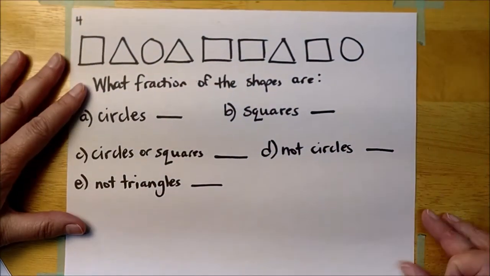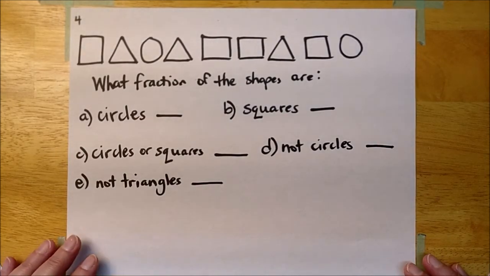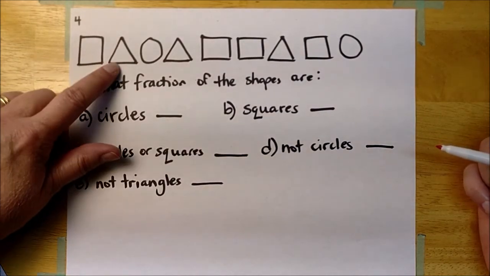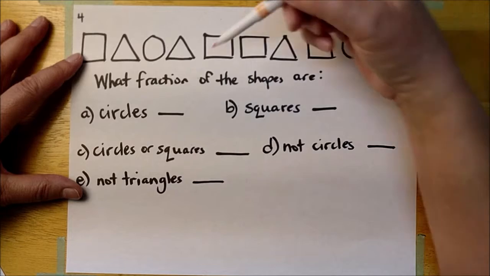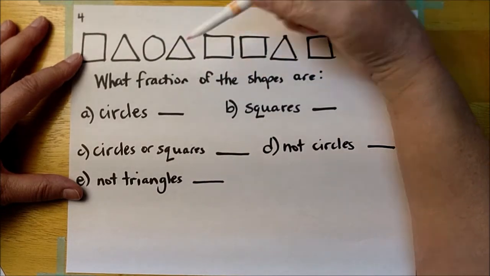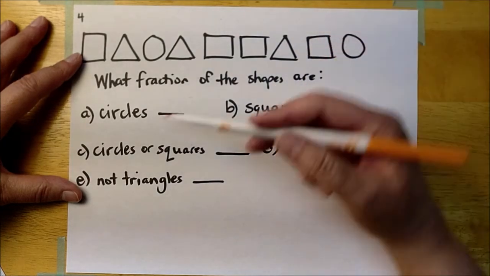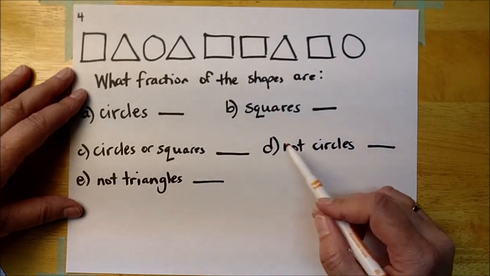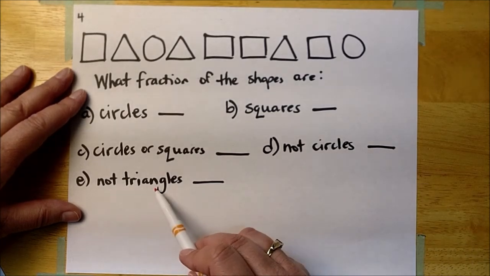Now my next sheet has us looking at another set of fractions. For this one, we have all these shapes. I have squares, triangles, circles, and there's a whole bunch of them. So I need to find out what fraction of the shapes are circles. What fraction of the shapes are squares? What fraction of the shapes are circles or squares? What's the fraction that are not circles? And what is the fraction that is not triangles?